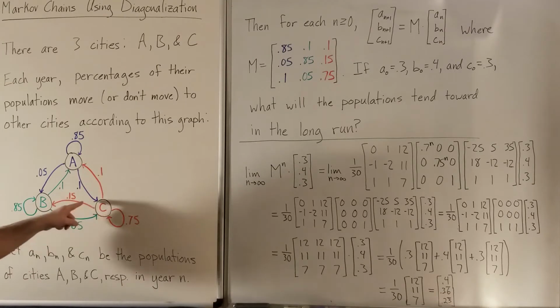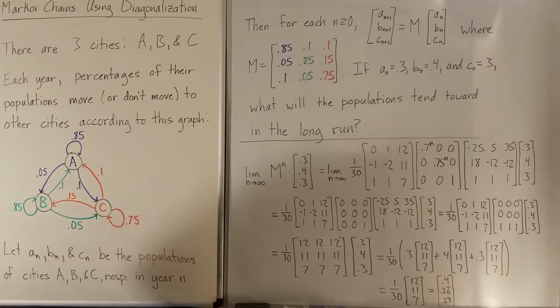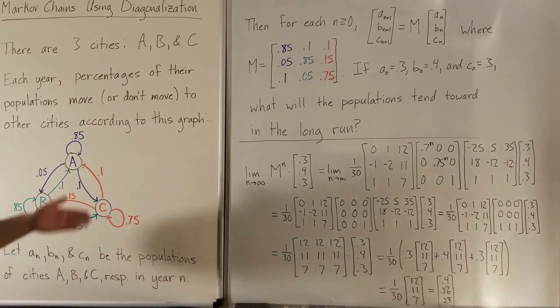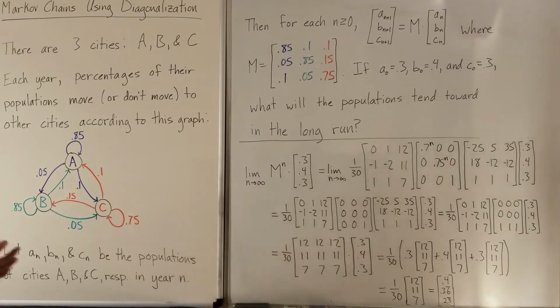Okay? The 3 numbers on the red arrows have to add up to 1 because in total, all of the people in city C have to have gone somewhere. Either they're staying in C, they're going to A, or they're going to B. Nobody's leaving the system. Right?